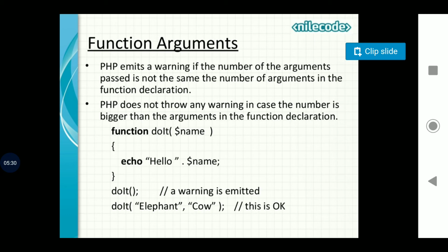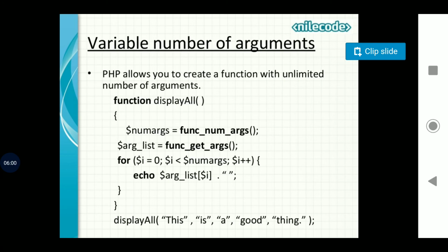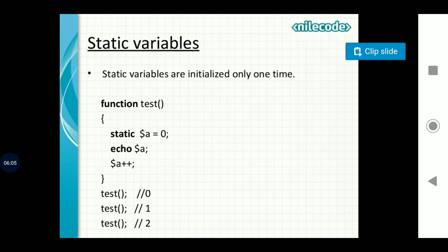But we have to see that the number of formal parameters should match the number of actual parameters. If the number of actual parameters is greater than the number of formal parameters, it will not cause any error. But if the number of actual parameters is less than the number of formal parameters, then it is going to throw an error, which is shown to you in the first case. Okay, so this is all we have seen.